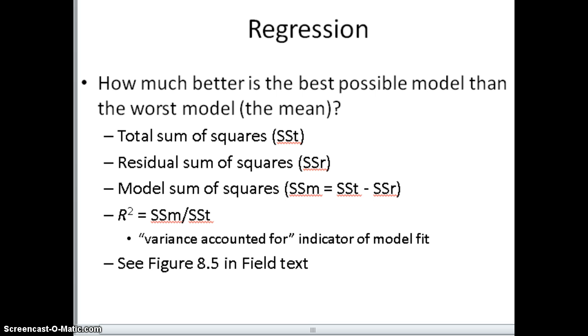R squared, also called the coefficient of determination, indicates how much of the deviation in scores our model accounts for. It is an indicator of how well our model fits the data. Bigger numbers indicate that more data is accounted for, that more deviation has been reduced, that there has been a reduction in the amount of deviation from the mean to the line of best fit.